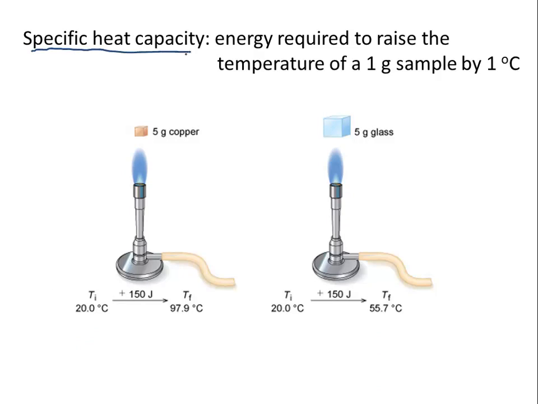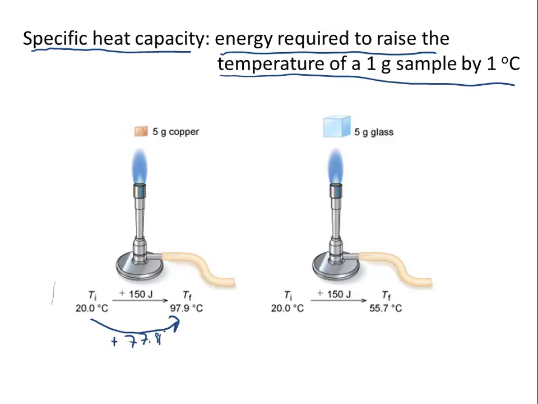And that is the thing that relates the relative amount of heat needed to heat different substances. And it's the energy required to raise the temperature of 1 gram of a sample by 1 degree. So if we look at our copper and our glass examples here, we didn't look at copper when we were doing our first thing, but if you take 150 joules and you add it to 5 grams of copper, it goes up by 77.9 degrees. If you do the same amount of heat to glass, it only goes up by 35.7 degrees.